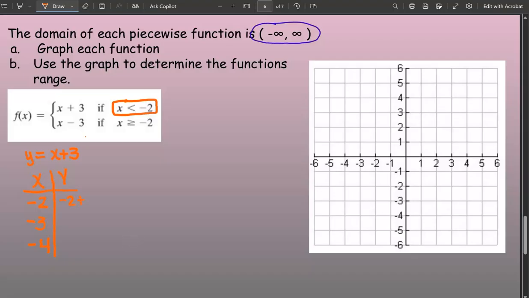Negative 2 plus 3 is 1. Negative 3 plus 3 is 0. Negative 4 plus 3 is negative 1. And so again, I'm going to plot these points. Negative 2, 1. It's going to be open.